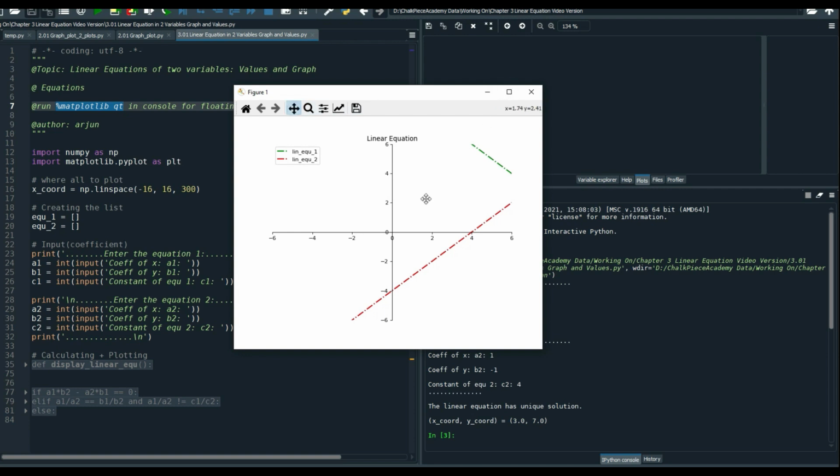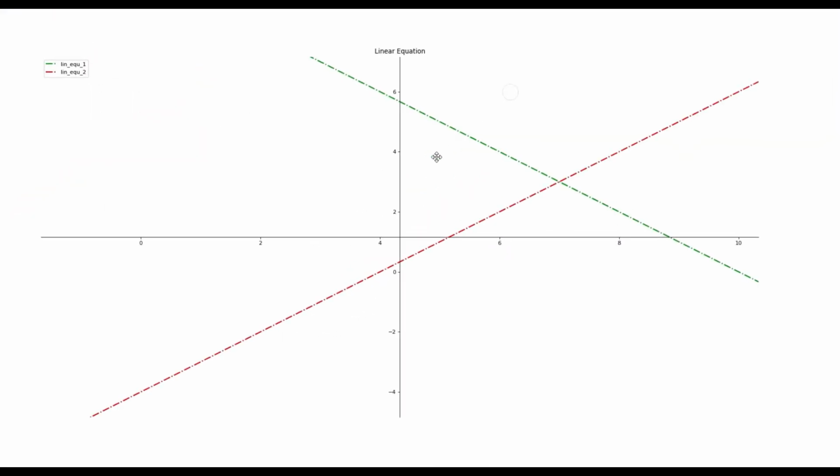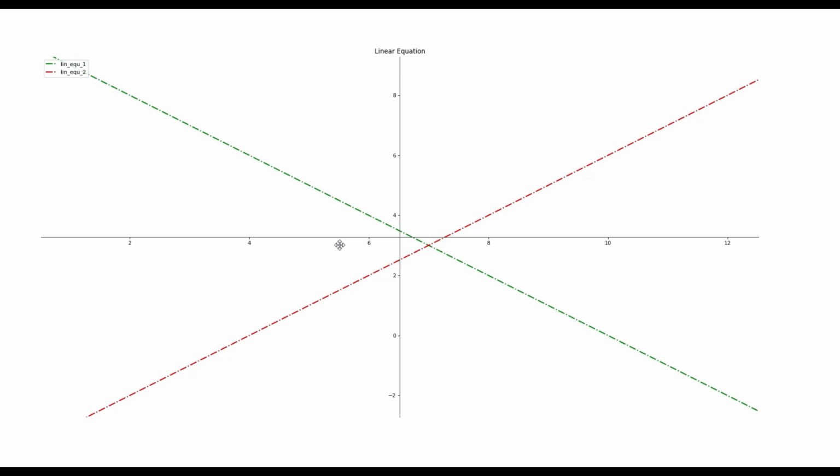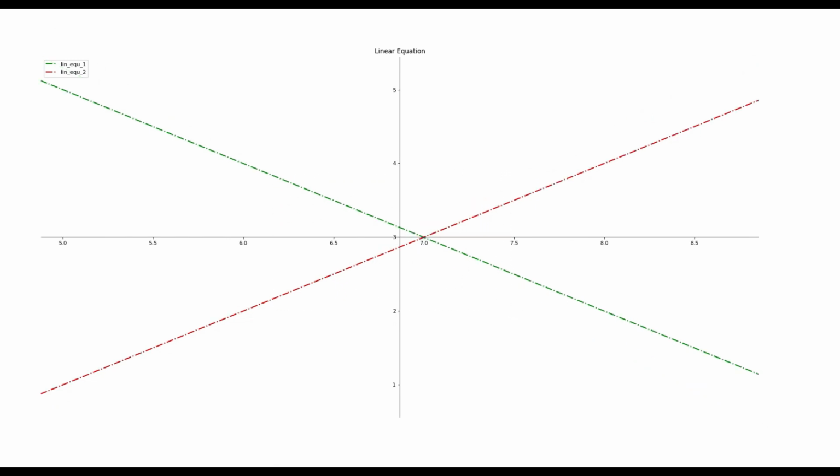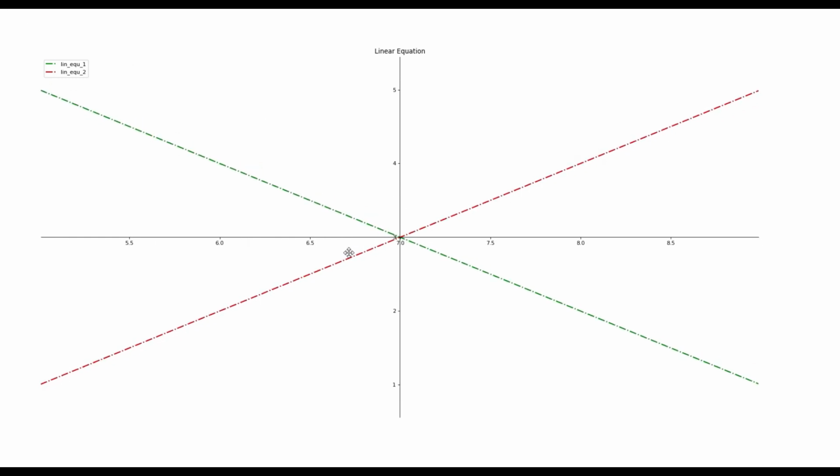Okay, so we are looking at equation 1 being represented by the green line and equation 2 being represented by the red line. So graphically, what does it mean to have the solution for both the lines? It is nothing but that point wherein both the lines are crossing. In this case, let's zoom in to see what it is exactly. It looks to be 3,7, sorry, 7,3.